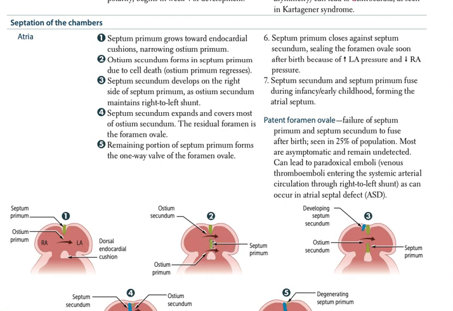So the foramen ovale is the residual foramen of the ostium secundum. Next, the remaining portion of the septum primum forms the one-way valve of the foramen ovale. The septum primum closes against the septum secundum, sealing the foramen ovale soon after birth because of the increase in left atrial pressure and decrease in right atrial pressure. Septum secundum and septum primum fuse during infancy or early childhood, forming the atrial septum.